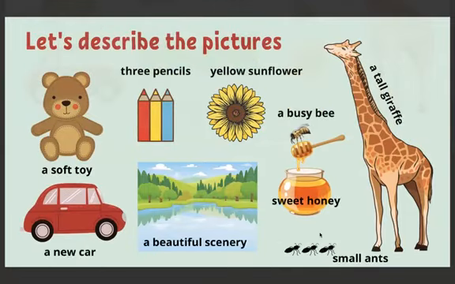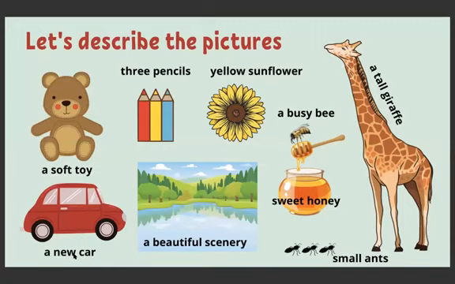So now see. Let's describe each picture. The first one, a soft toy. This soft tells more about this noun, toy. How is the toy? Soft toy. Three pencils. How many pencils? Three pencils. Yellow sunflower. Tall giraffe. A busy bee. Sweet honey. Small ants. A beautiful scenery. A new car.